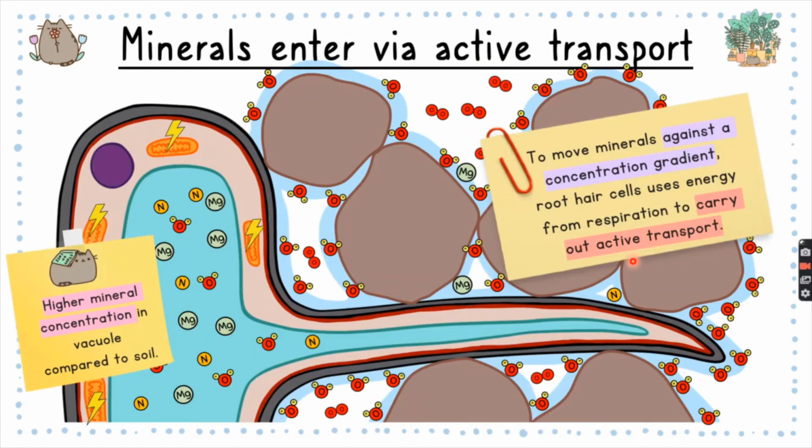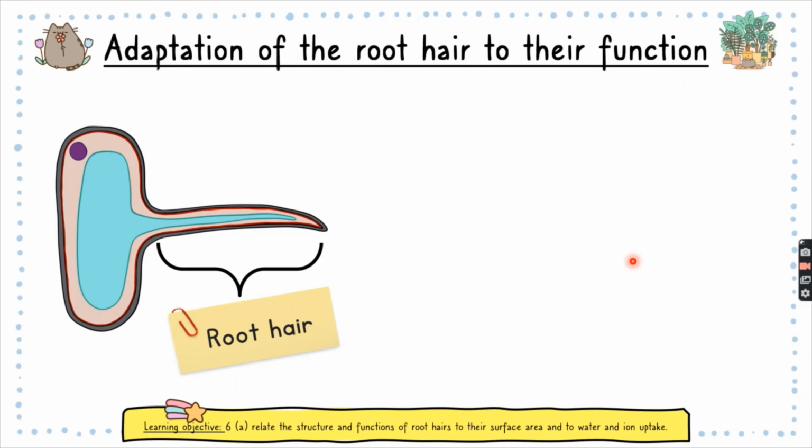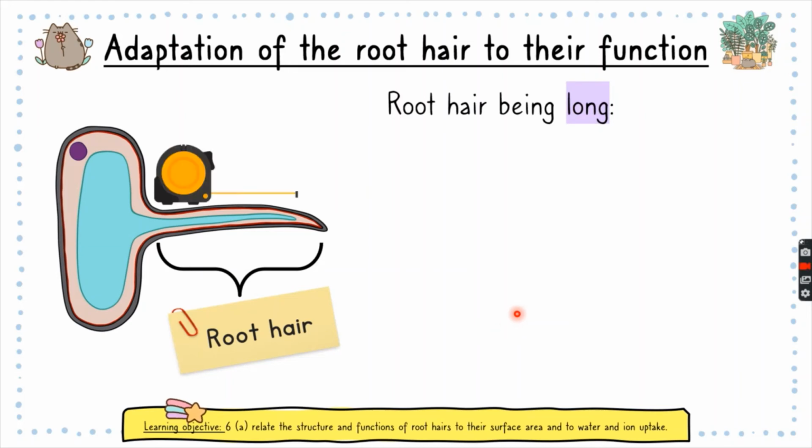So let's do a bit of a summary-ish. Okay, not really, not a summary. Actually, we're going to go through the adaptation first. Okay, so we know that the root hair itself is the special part of the root hair cell. And the root hair is long, so you have to say how they're adapted.